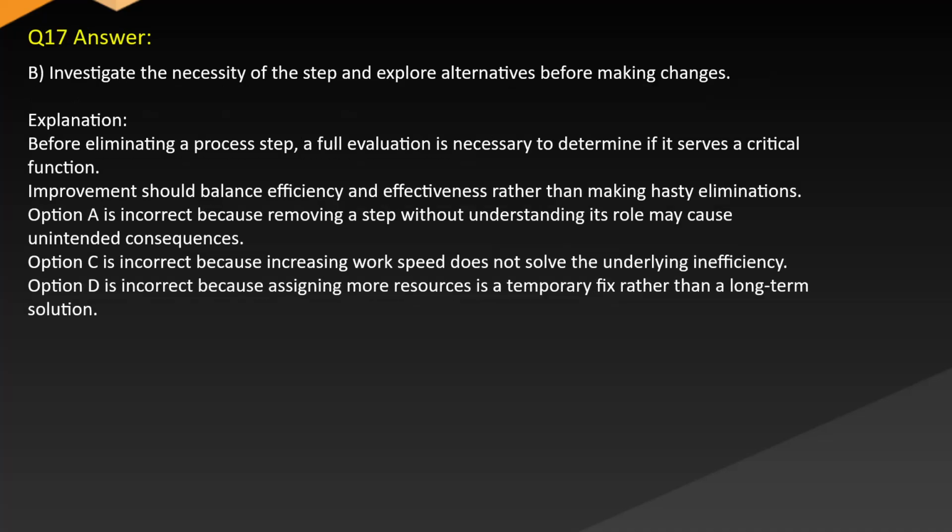Answer: B. Investigate the necessity of the step and explore alternatives before making changes. Explanation: before eliminating a process step, a full evaluation is necessary to determine if it serves a critical function. Improvement should balance efficiency and effectiveness rather than making hasty eliminations. Option A is incorrect because removing a step without understanding its role may cause unintended consequences. Option C is incorrect because increasing work speed does not solve the underlying inefficiency. Option D is incorrect because assigning more resources is a temporary fix rather than a long-term solution.